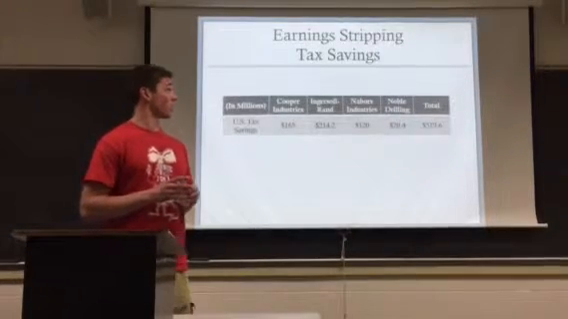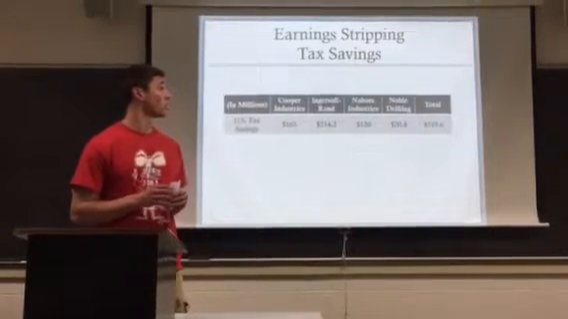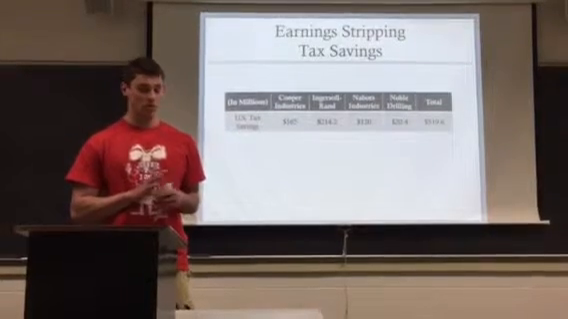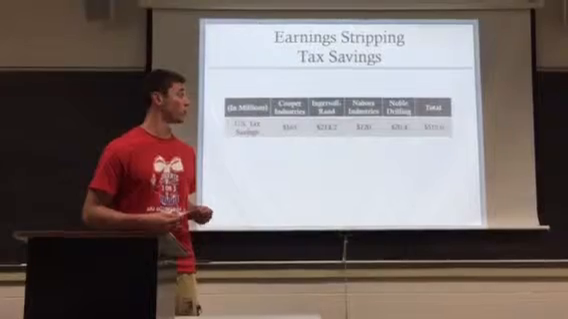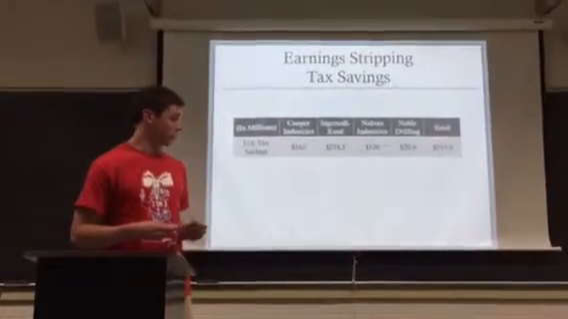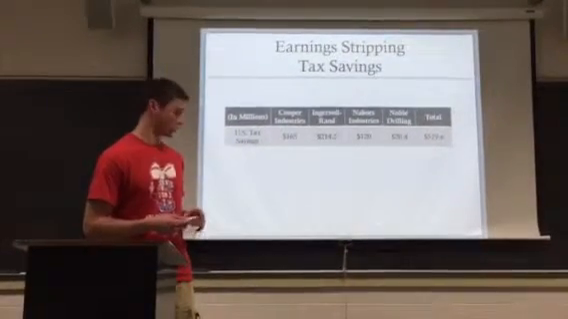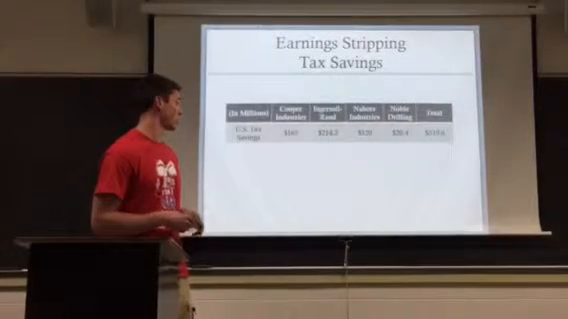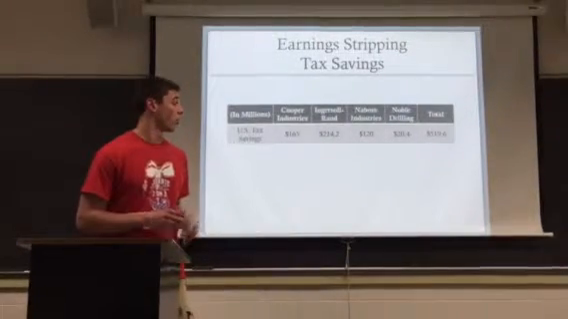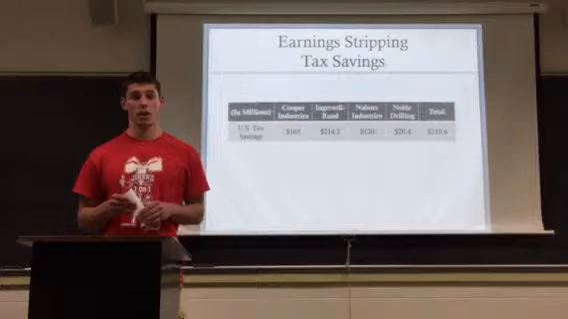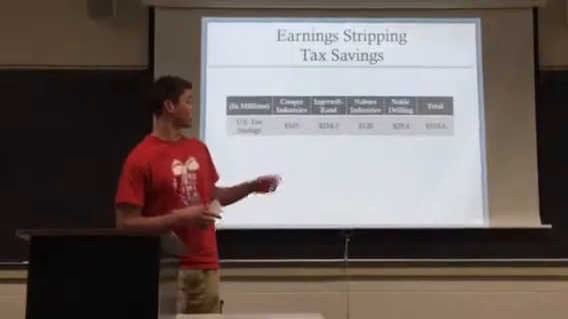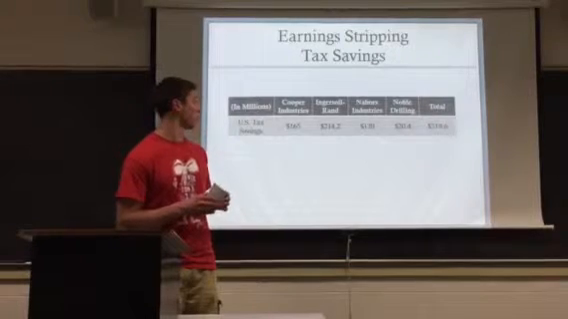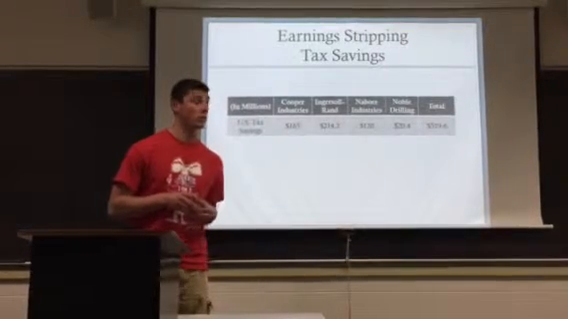The third and final table that they presented in their research dealt with earnings stripping and the U.S. tax savings from these earnings stripping. What they found here, using the four companies from the previous table, was that each of these corporations received savings on U.S. taxes because of their ability to perform earnings stripping. Because they were able to shift profits from higher tax rates to lower tax rates, these four companies in total saved an estimated $520 million.